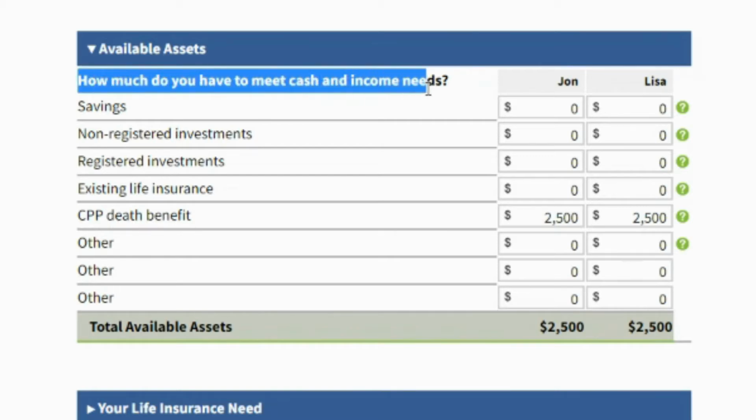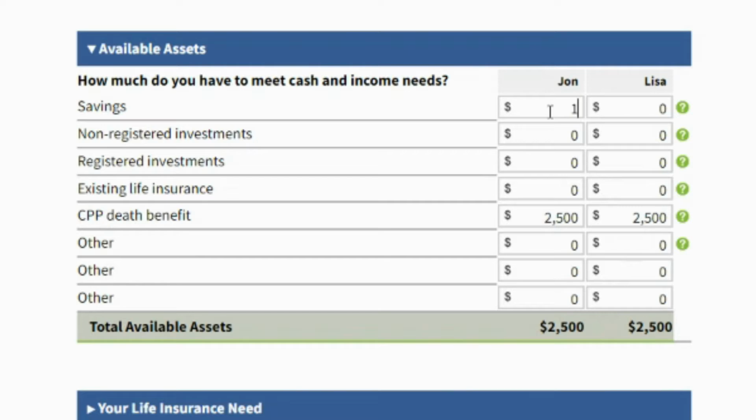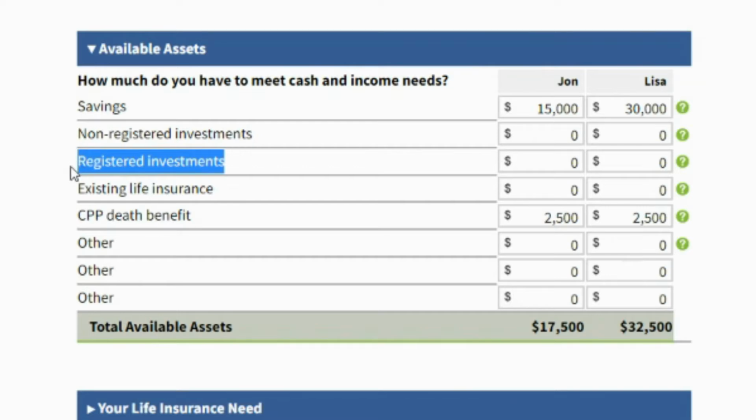The next that we're going to take into account is the available assets. One thing to keep in mind when you do your assets is to make sure that they're assets that you're willing to liquidate if something were to happen. So let's say that John has about $15,000 in savings. Lisa's a better saver than John, so she has $30,000 available. Again, both Lisa and John have RSPs, but we don't want to include this here because John or Lisa don't want to cash in their RSPs if something were to happen, just because of the tax implications that might have. They want to make sure that they still save for retirement, so we are not going to include registered investments into this example because both of them are not willing to sell them.